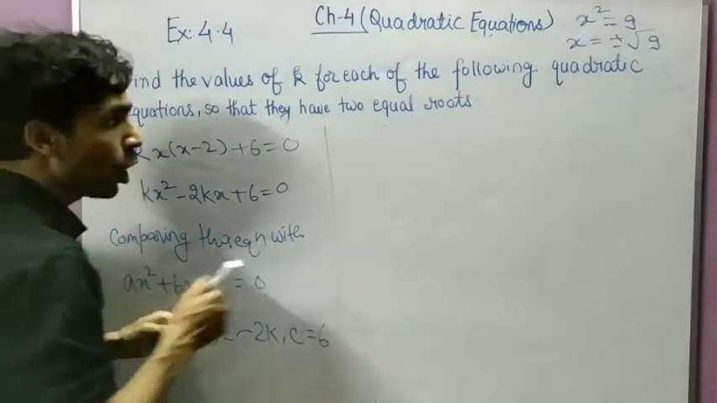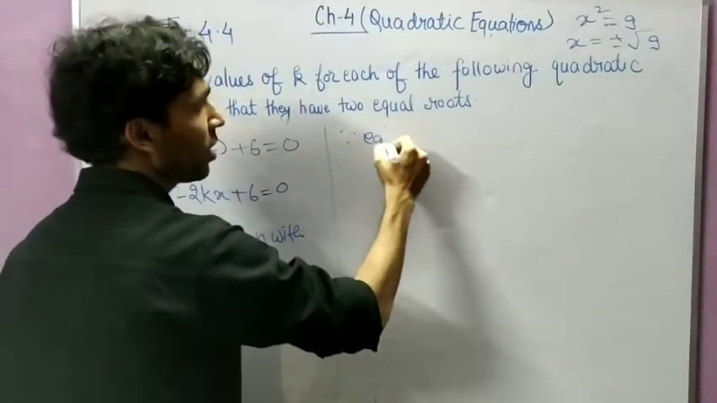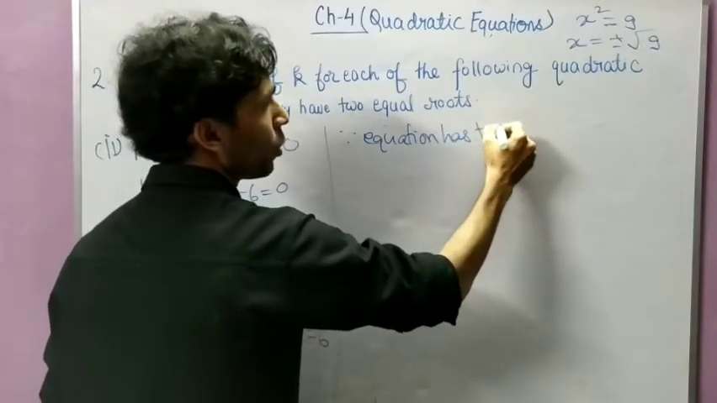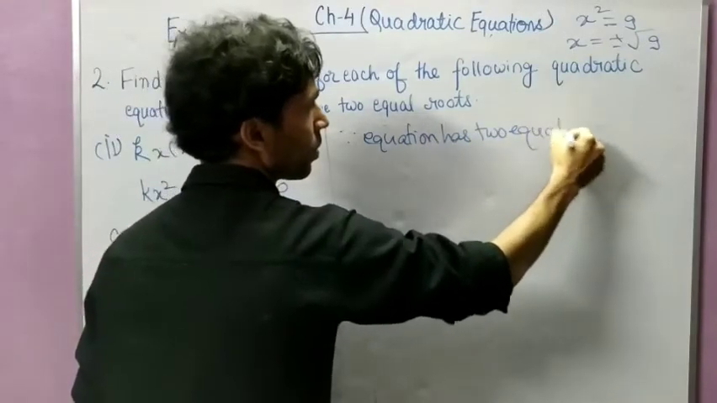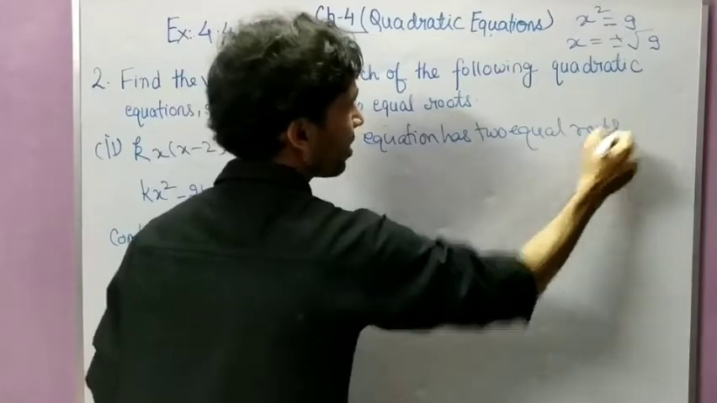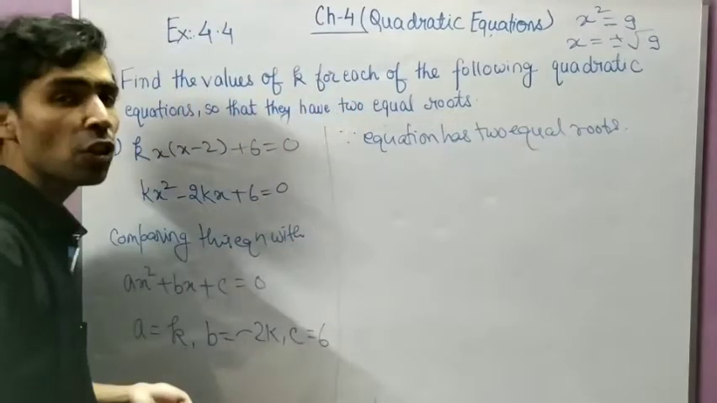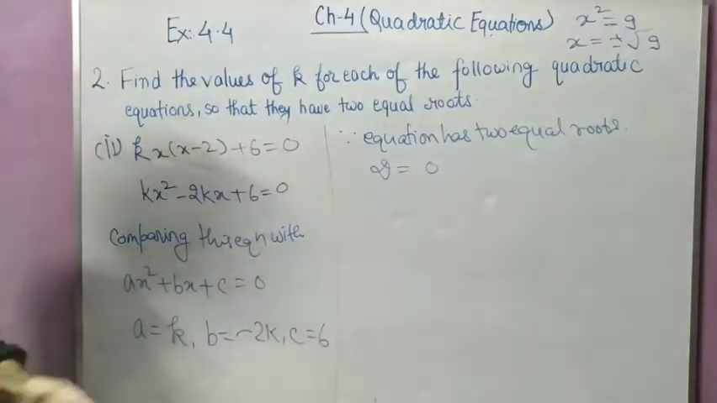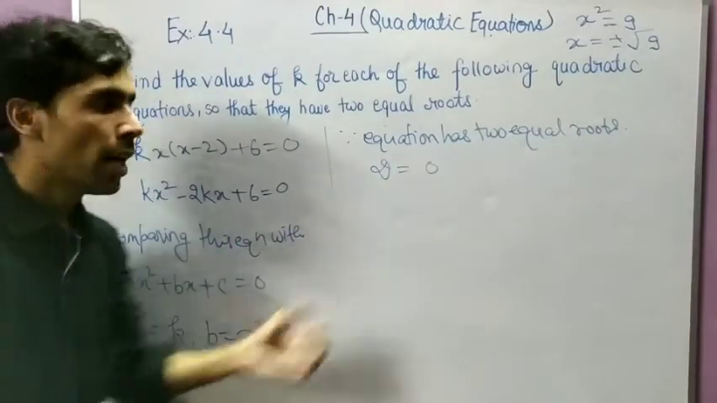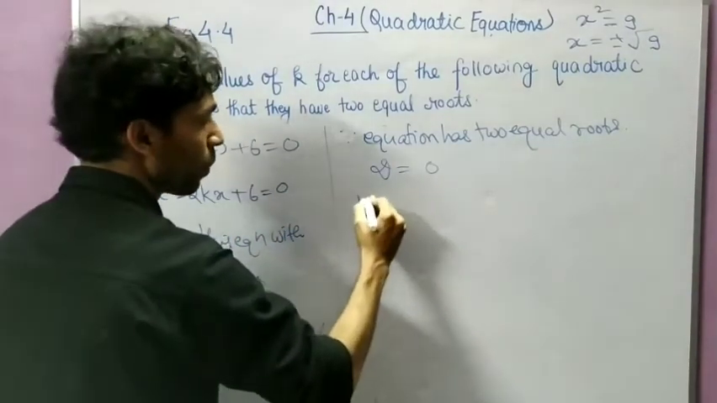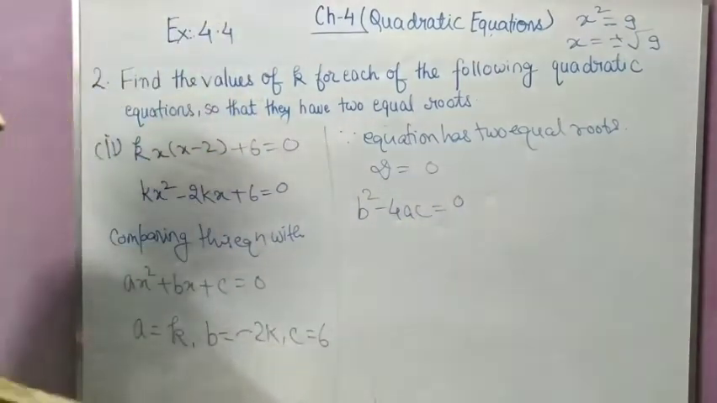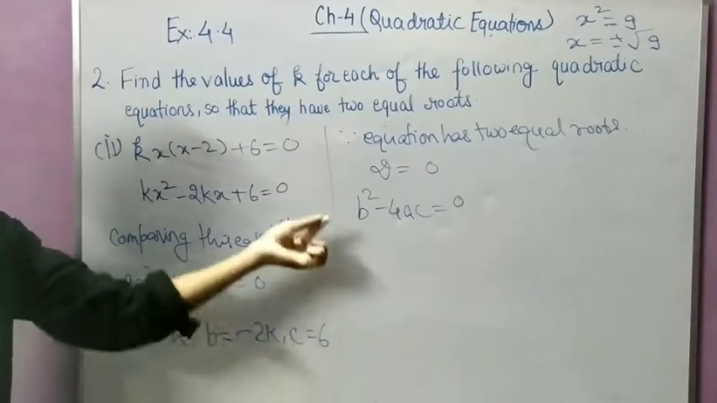Now because the equation has two equal roots, what is the condition of equal roots? D equal to 0. And what is the value of D? D is known as the discriminant, and the value of D is equal to b square minus 4ac, which is equal to 0. Now put the values of b, a and c in this equation.